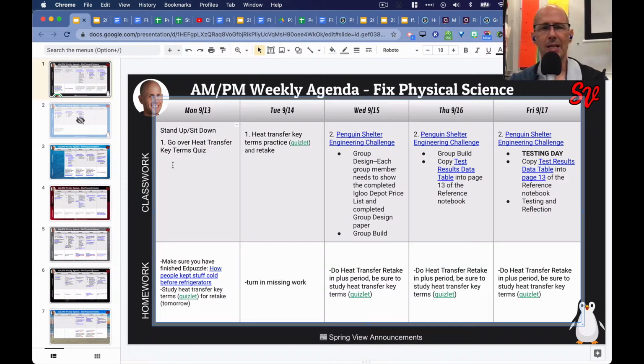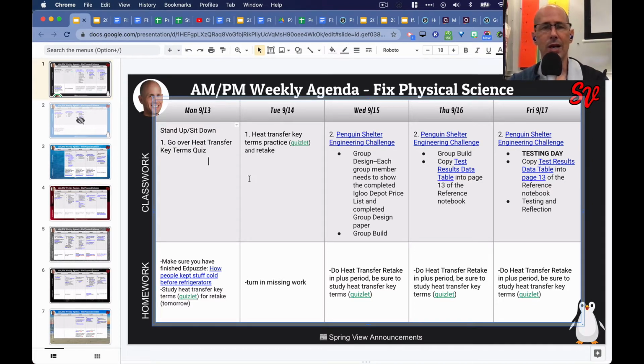On Monday, we went over the heat transfer key terms quiz. I went over the correct answers and some of the misconceptions about them, and then we did some practice in class. On Tuesday, we did a little bit more practice, and then we did a retake of that quiz. Most students improved a lot.